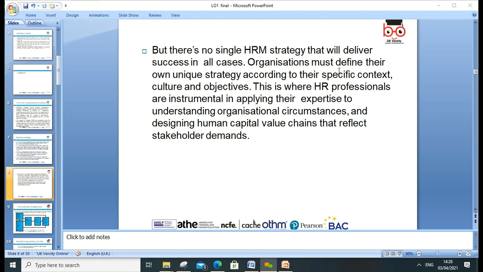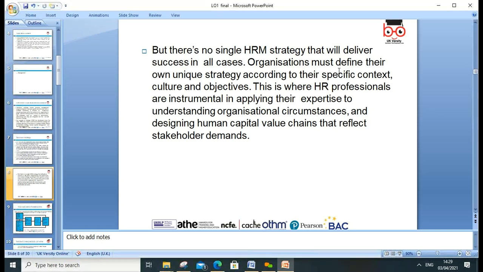What does the word SMART stand for? Objectives need to be specific. Objectives need to be measurable. Objectives need to be achievable. Objectives need to be realistic. Objectives need to be time bound. With respect, some people say other things, but we need to look at the objective. Is it specific, measurable, achievable, realistic, and time bound?